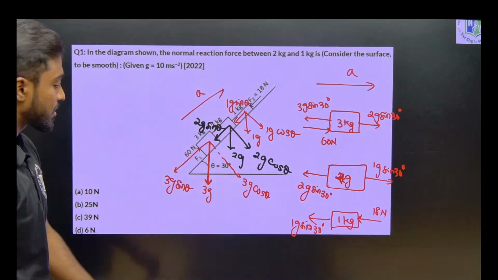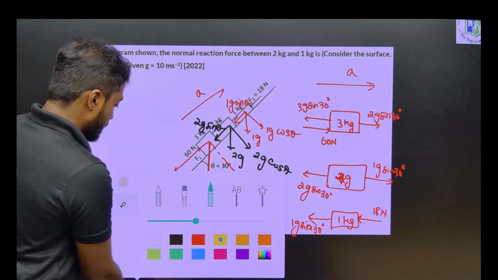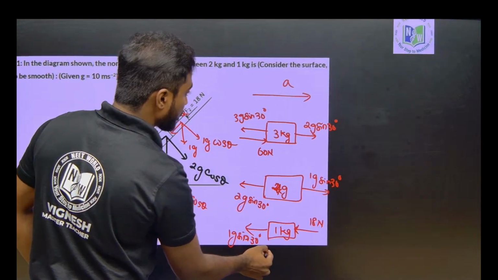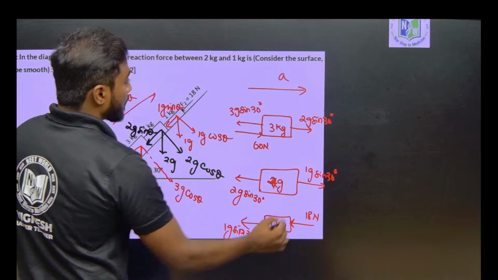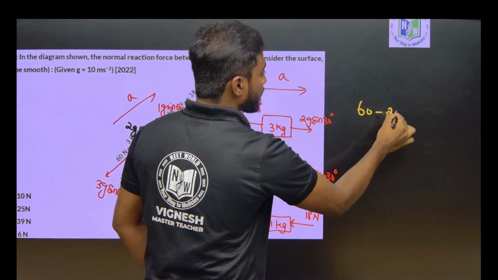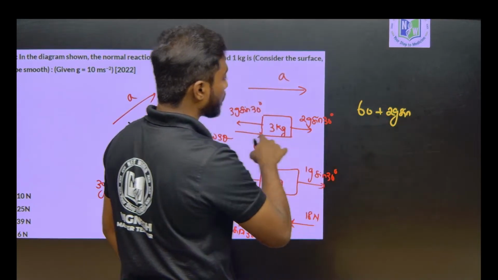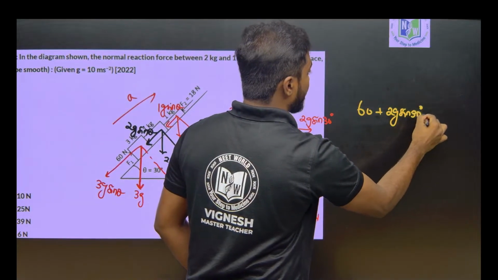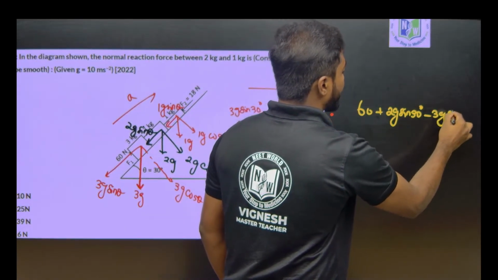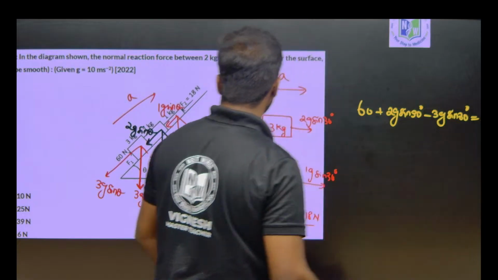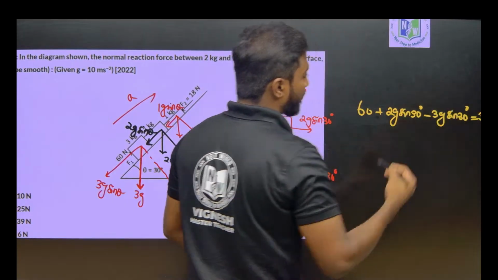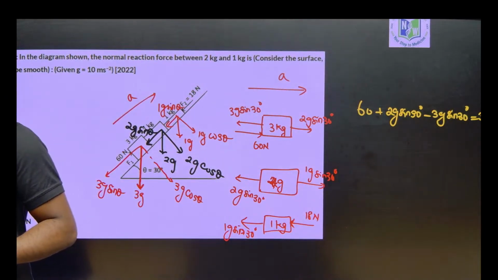Now I can write the equations easily. 60 plus 2g sin 30 minus 3g sin 30, since it is in the opposite direction, should be equal to the mass of the block, 3 kg, times acceleration a, that is 3a. This is the first equation, guys.